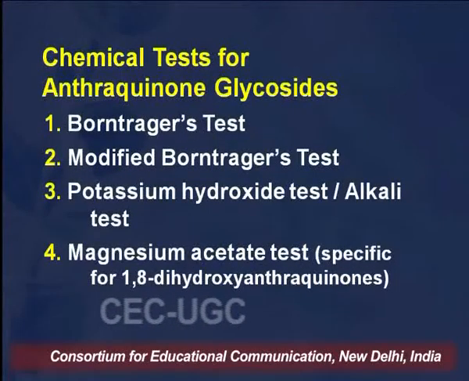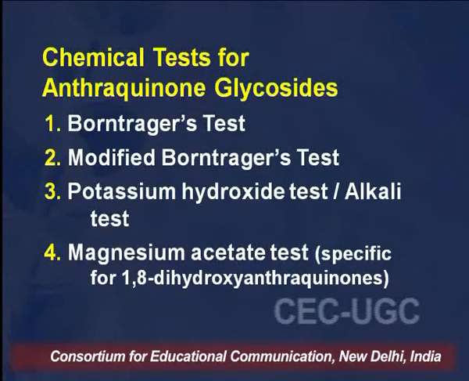Now we move on to the chemical tests for these anthraquinone glycosides, and they are normally tested using the Borntrager test, modified Borntrager test, potassium hydroxide test and magnesium acetate test. Now the Borntrager test is a test in which we treat the extract with hydrochloric acid, and then we add chloroform to the extract, and then we add alkali, or dilute ammonia solution. So if a pink color or reddish pink color is generated in the aqueous alkali region, that indicates the presence of anthraquinone glycosides.